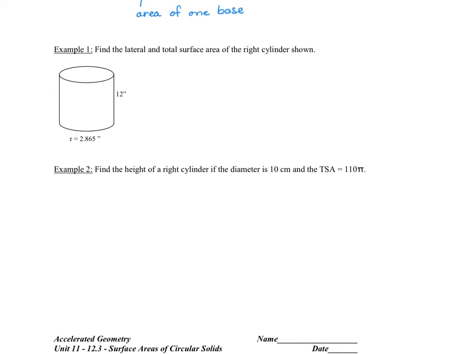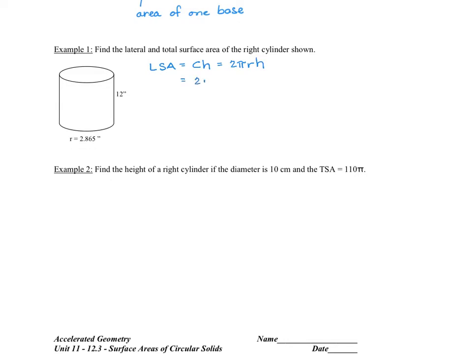If I want to find the lateral surface area and the total surface area of the right cylinder shown, I'll start with the formulas for lateral surface area first. So the lateral surface area I find by taking the circumference times the height. And I find the circumference of a circle by multiplying 2 pi r. And then to find the lateral surface area, multiply by the height.